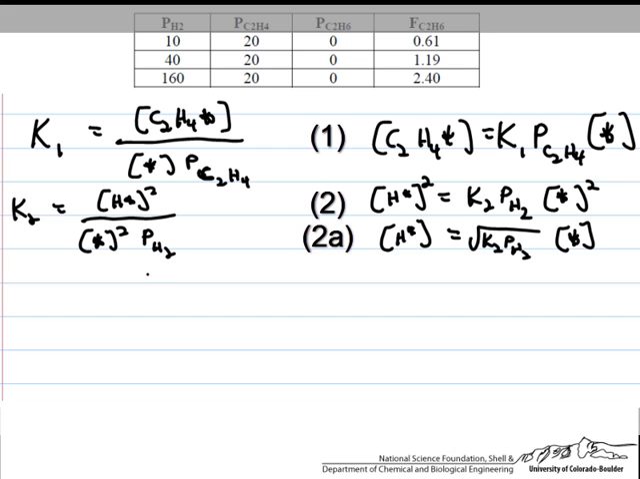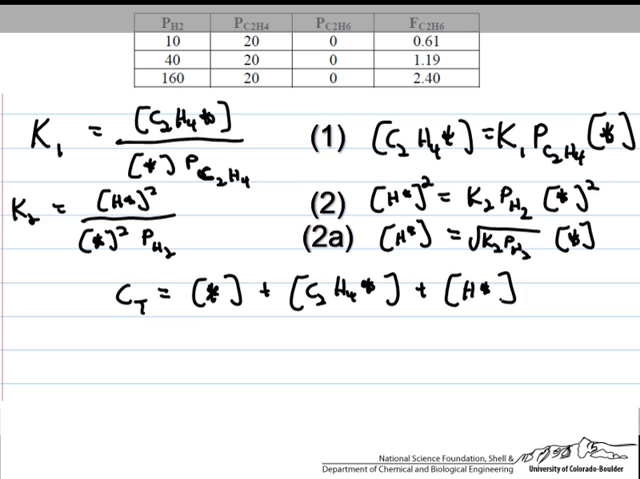And then the other element of a Langmuir-Hinshelwood expression is a site balance, where the concentration of total sites is equal to the sum of all the different types of sites you have on your surface. So one of those types is vacant sites. We also have sites that contain ethylene, and we also have sites that contain hydrogen. And all of those add up to some total concentration of sites that must be conserved during the reaction.